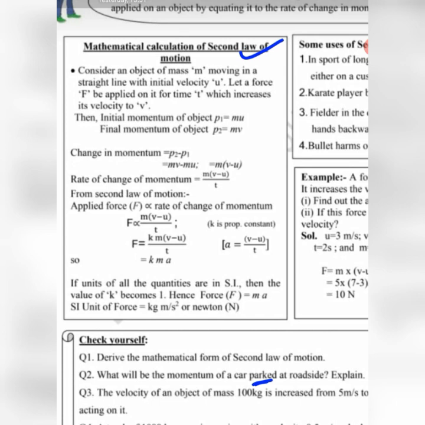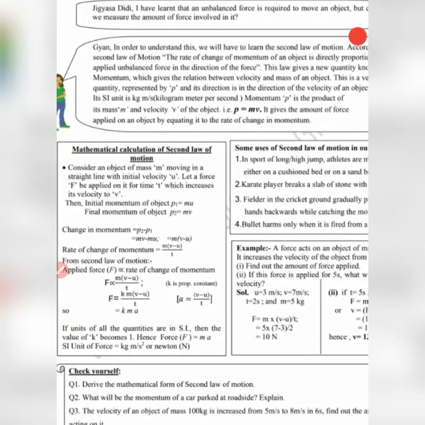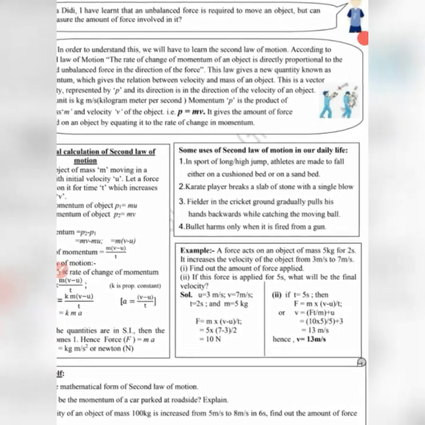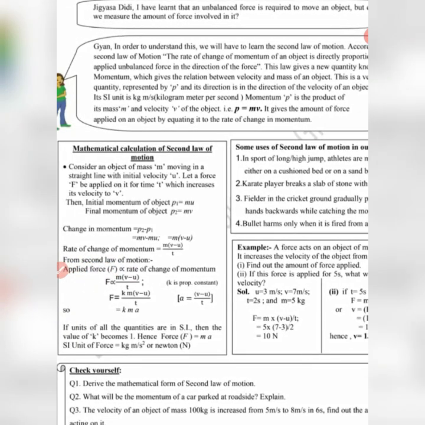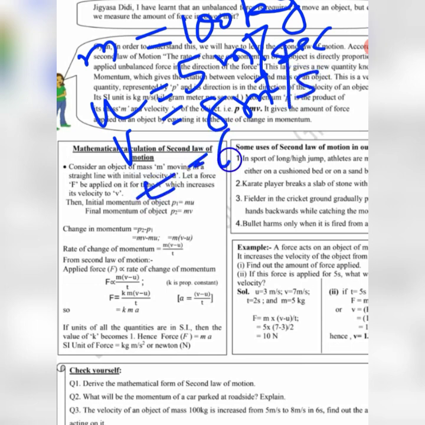In third question, mass given is 100 kilograms and the velocity is increased from 5 to 8 meter per second in 6 seconds. So find out the amount of force acting on it. So mass given is 100 kg, u is 5 meter per second, v is 8 meter per second, time given is 6 seconds.